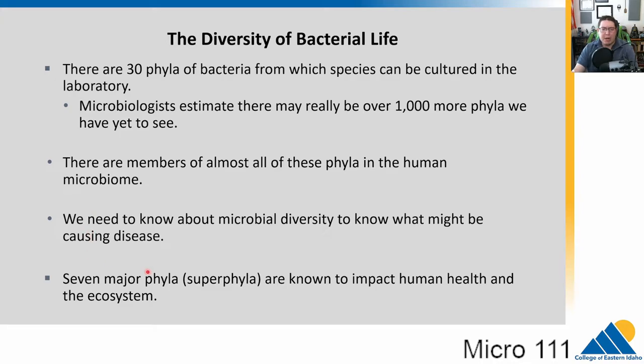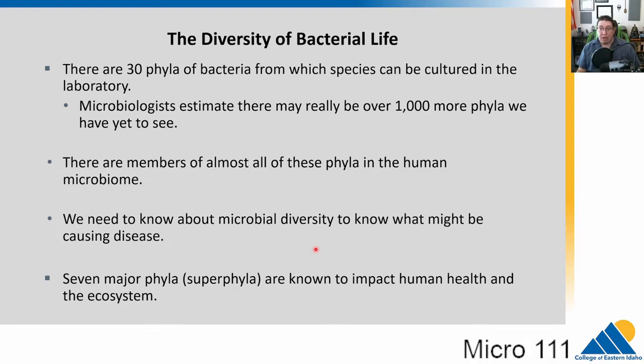So these seven major phyla, the super phyla we call them, have large impacts on human health, obviously, and of course our ecosystem. All of the oxygen that we get, right? We think a lot of it comes from trees, but there are so many photosynthetic microbes out there. They were the original oxygenators, so we owe them a lot, our existence, basically. These impacts on human health and our ecosystem can be both positive and negative.